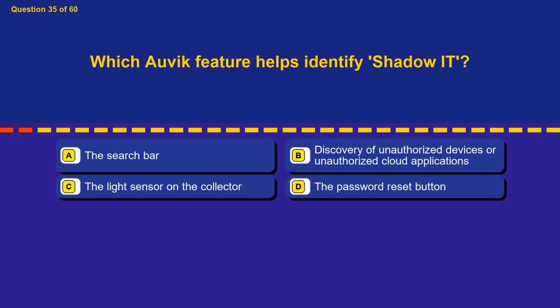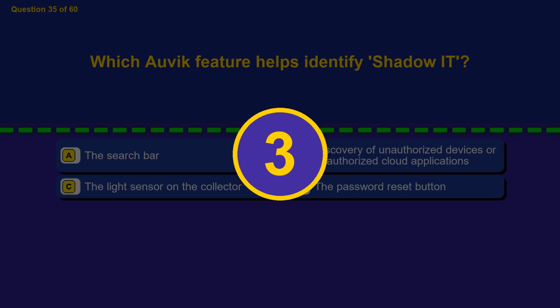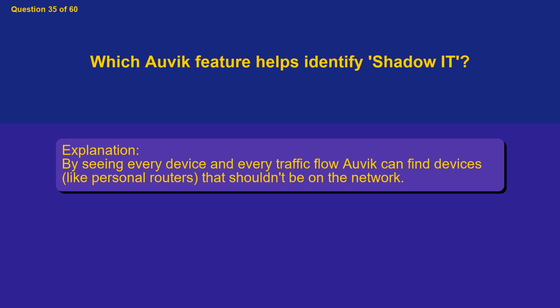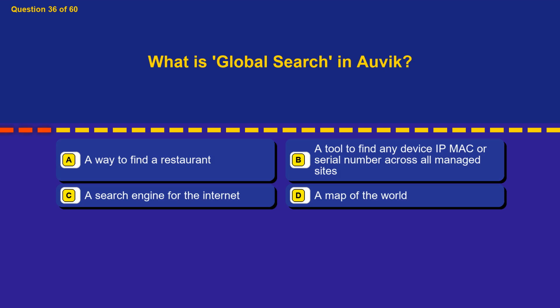Question 35. Which Auvik feature helps identify shadow IT? Option A, the search bar. Option B, the discovery of unauthorized devices or unauthorized cloud applications. Option C, the light sensor on the collector. Option D, the password reset button. The correct answer is option B, discovery of unauthorized devices or unauthorized cloud applications. By seeing every device and every traffic flow, Auvik can find devices, like personal routers, that shouldn't be on the network.